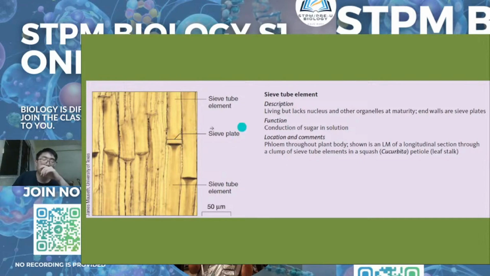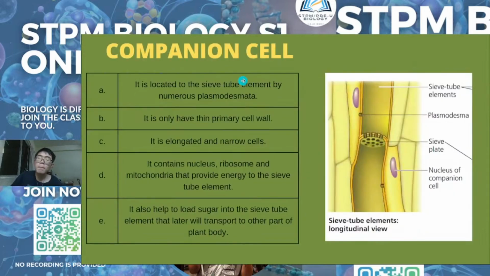So now the companion cell. The companion cell is located at the side of the sieve tube. They are located at the side of the sieve tube, either this side or this side, it's the same. It is connected to the sieve tube element by numerous plasmodesmata. So there are plasmodesmata here. It also has a thin primary cell wall, and it is an elongated and narrow cell. It contains nucleus, ribosomes, and mitochondria to provide energy to the sieve tube element.